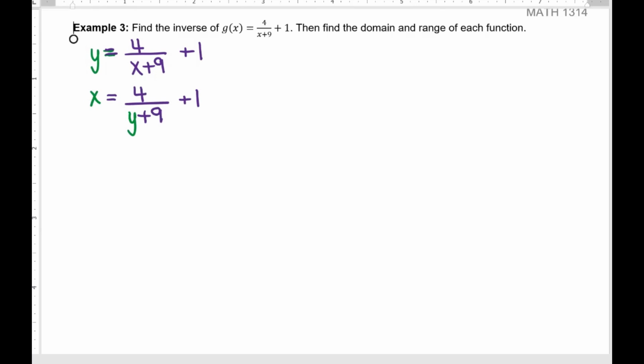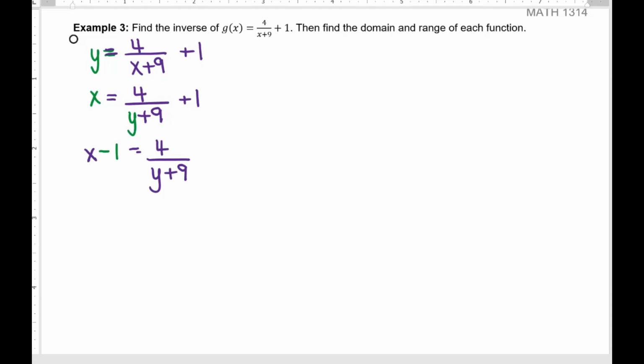Third step says that we need to solve this equation for y. And I know that you're thinking, hey, we can just multiply by that denominator. But if you do that, you need to multiply the 1 by the denominator as well. It's just going to get a little bit icky. So instead, I highly suggest that we subtract the 1 from both sides. We get x minus 1 is equal to 4 all over y plus 9.